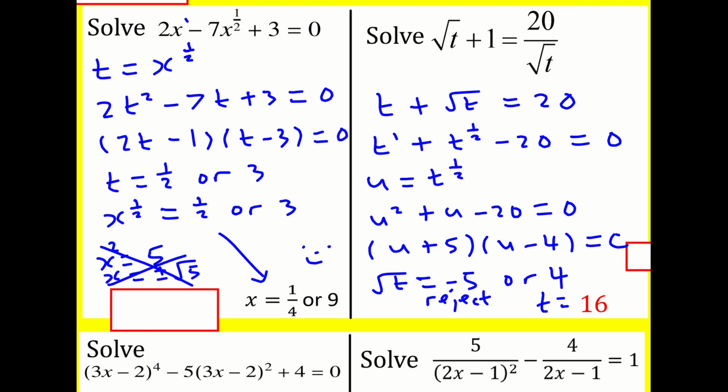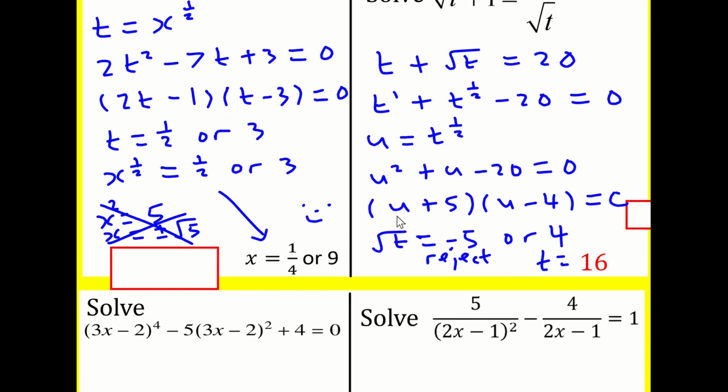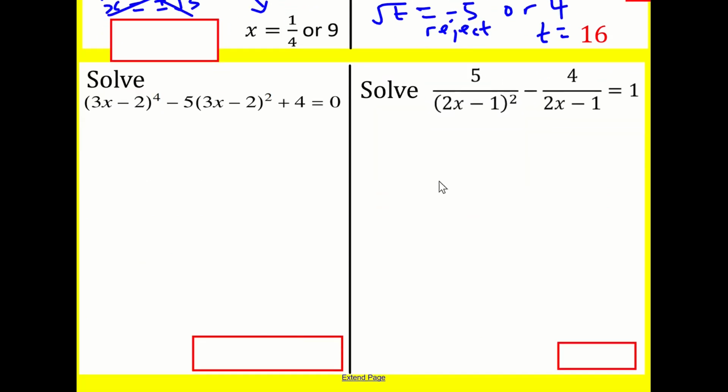I think you can see we're stepping it up a little bit. Imagine you see this in a few months' time. You've got to play around with it, change it into this, see that it's a hidden quadratic, and make sure you reject solutions that need rejecting. Two more to try.